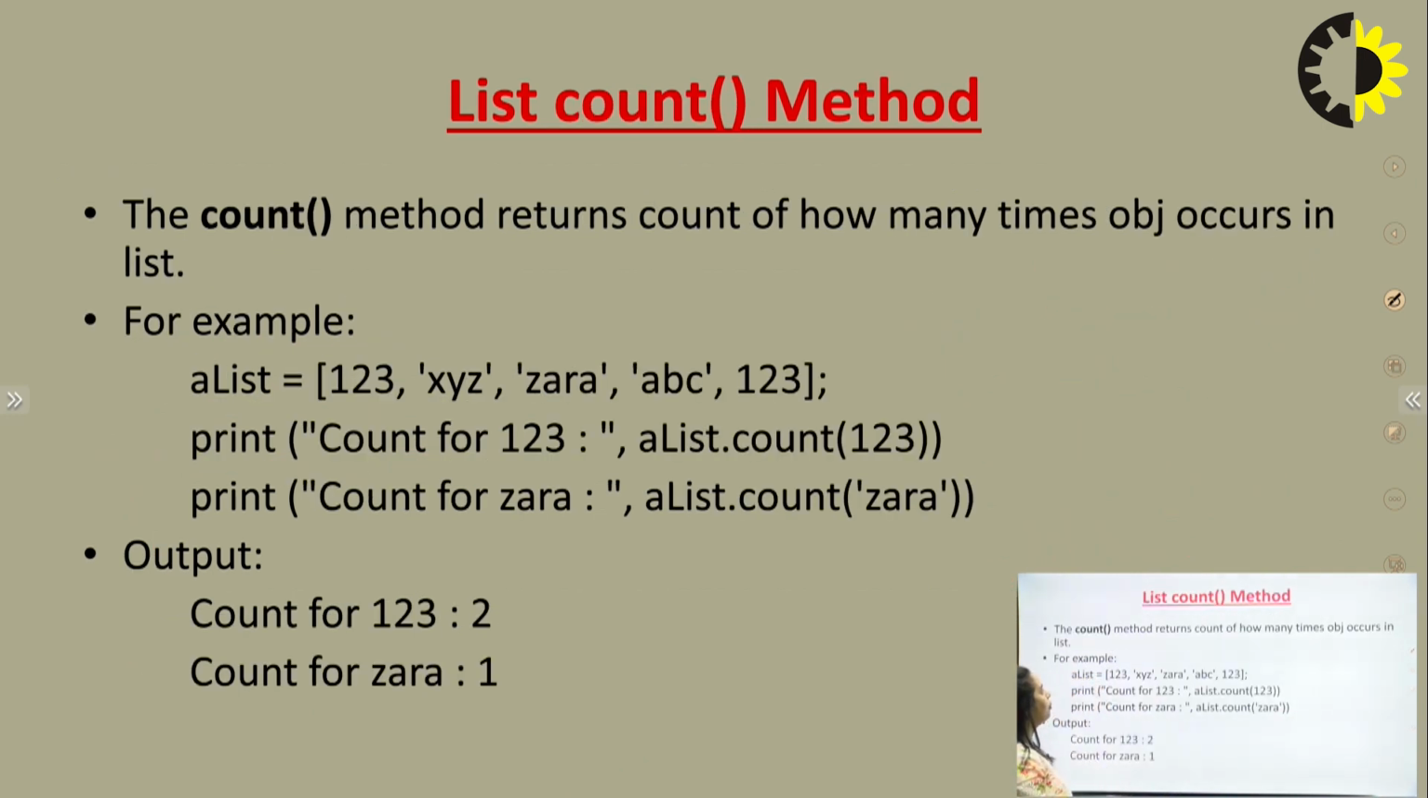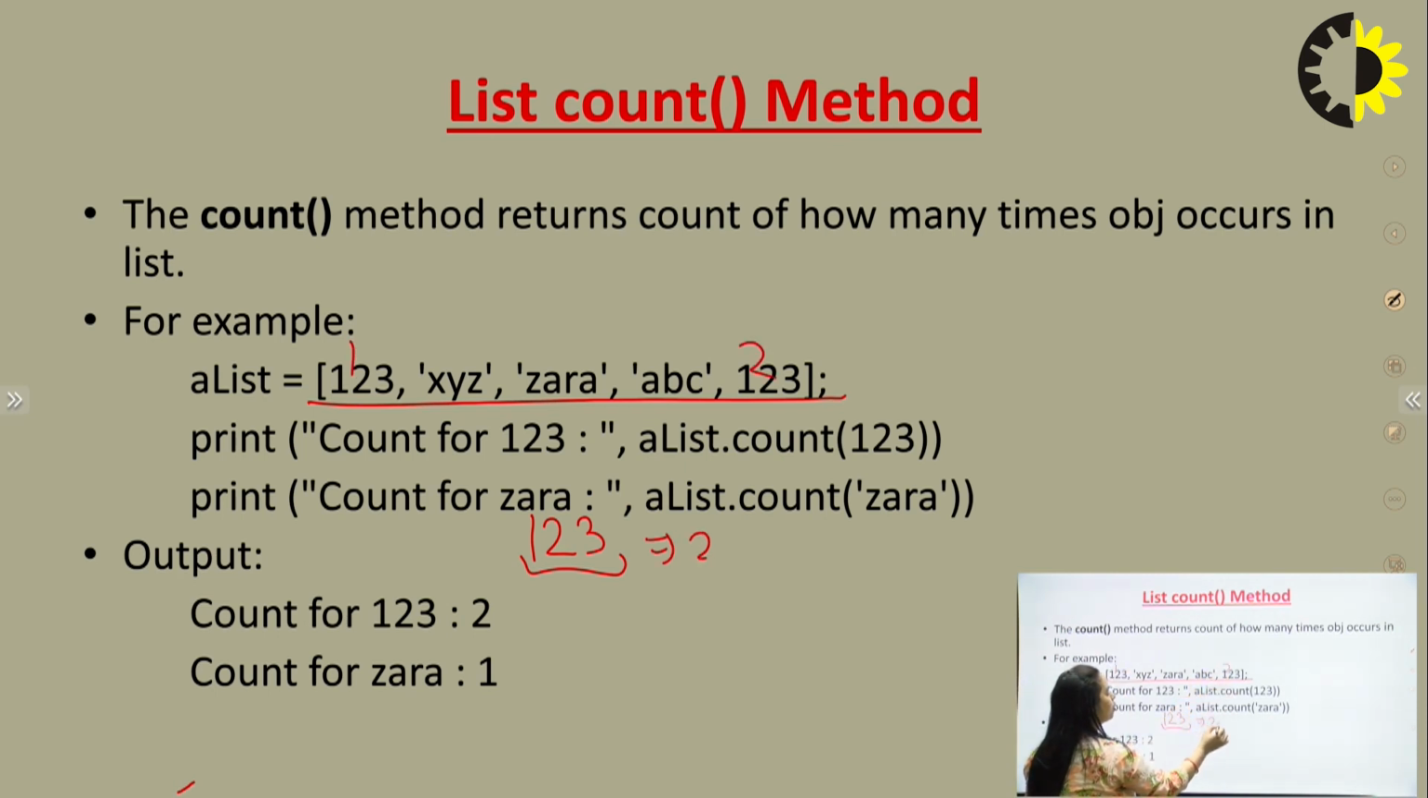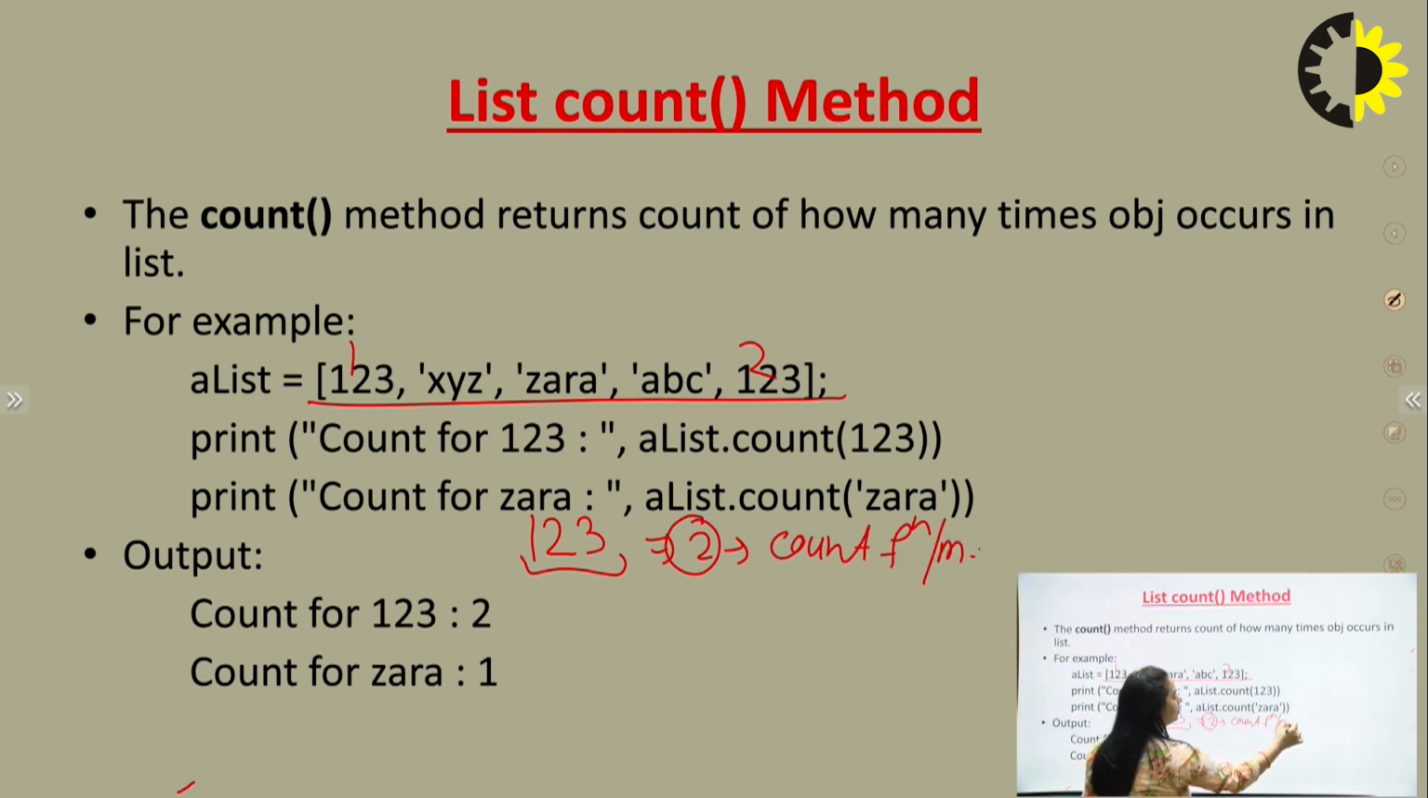Next is your count method. Count method returns the count of how many times any object, any value, any data occurs in our list. For example, this is our list, and I wanted to know how many times the value 1, 2, 3 appears. This appears 2 times. So I can calculate this with the help of the count function or method.